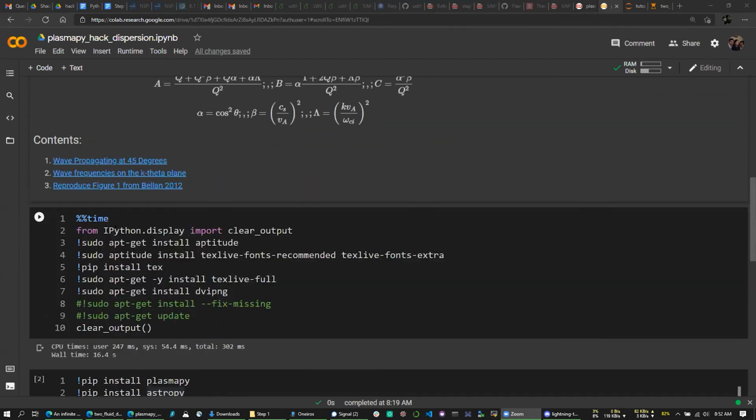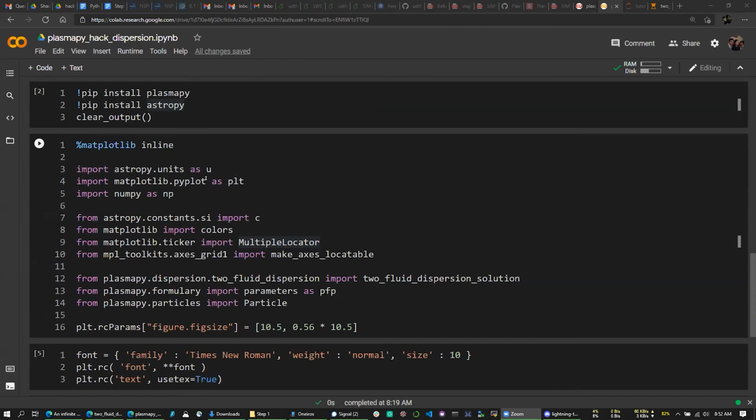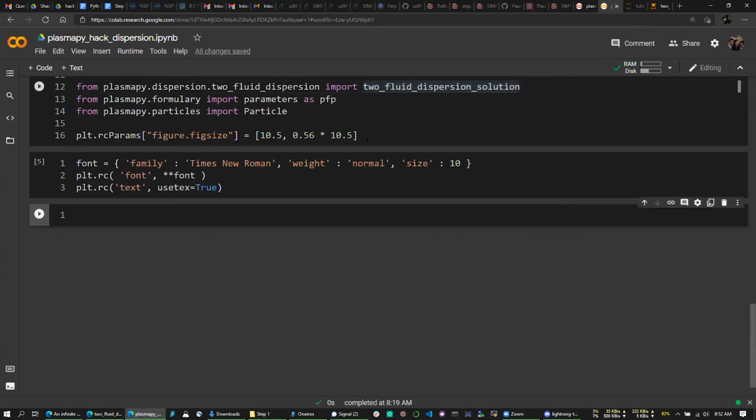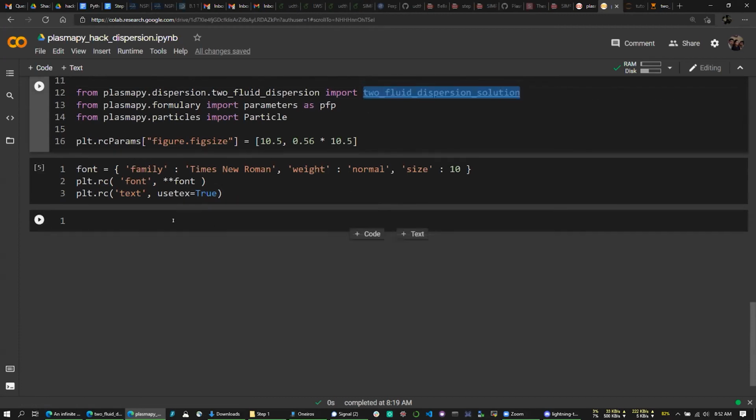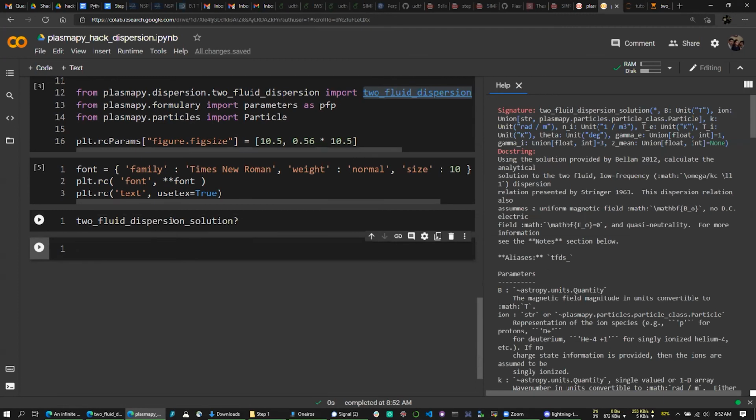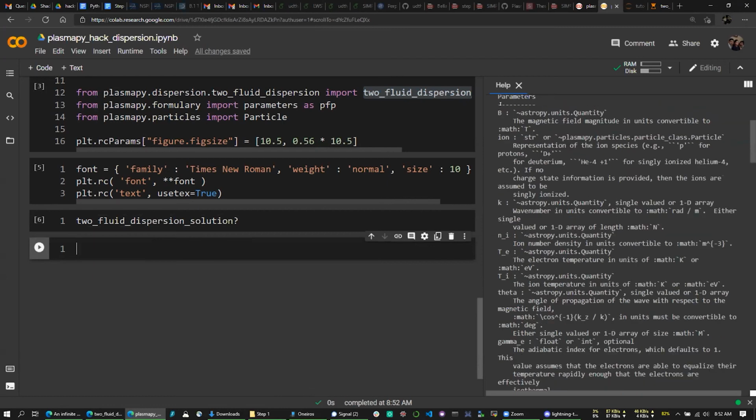There are the usual imports which we do. Most of this Nick already covered. The important one is this. Everything else you can ignore. This is the one which imports the plasma dispersion function. And when you do that, to look for what the parameters are, as Nick explained, you can use help. You can also do that by simply putting a question mark at the end of it. It will pull up the docstring.